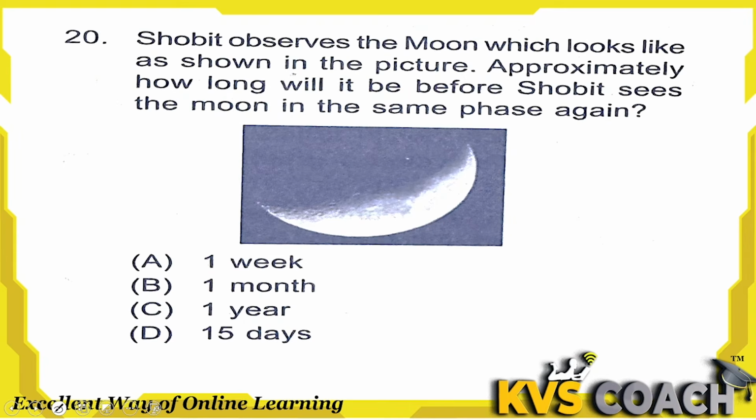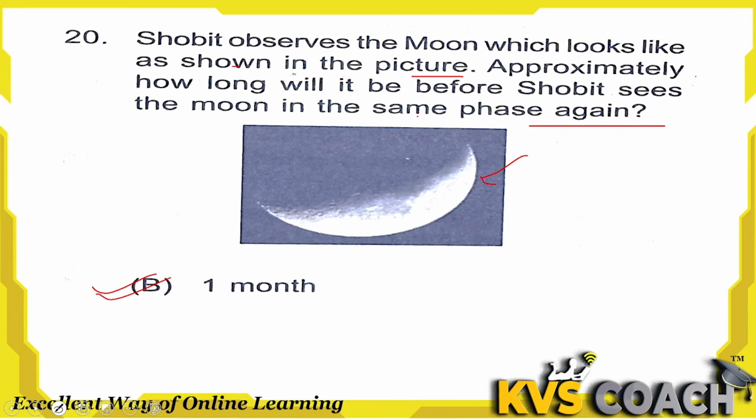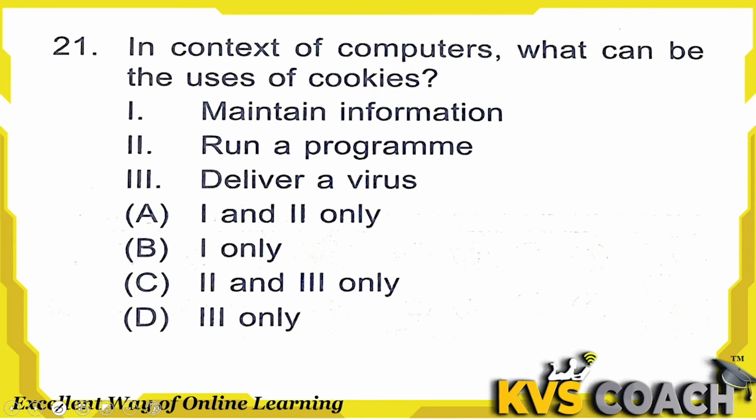Next is, Shobit observed the moon which looked as shown in the picture. Approximately how long will it be before Shobit sees the moon in the same phase again? The moon's same phase will appear in 1 month. So option B is the right answer here. We know the moon's phases take about 28 days to reappear, or we can say 1 month.